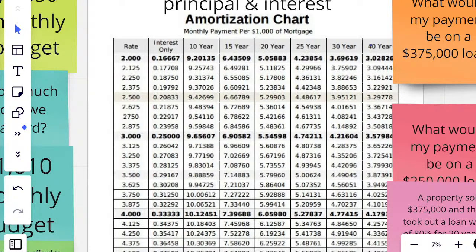Give me a big smile in the chat if the amortization table is something that you struggle with. Let me know. Emily also said she passed. Congratulations. 100% love seeing people passing. That's what our goal is here.